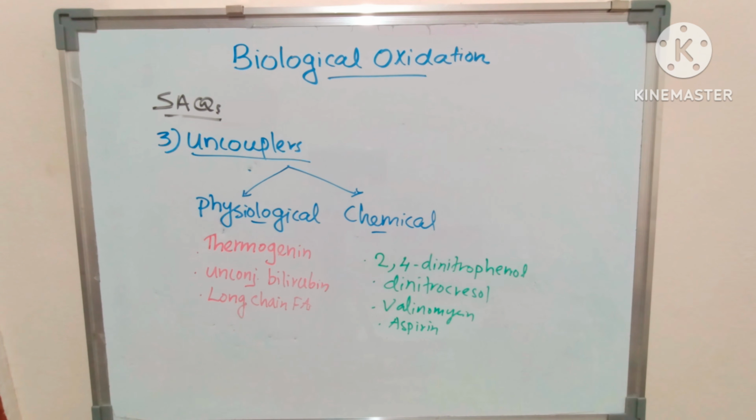Next question is uncouplers of oxidative phosphorylation. Two types are there: physiological uncouplers and chemical uncouplers. Physiological, for example, thermogenin, unconjugated bilirubin, long chain fatty acids, etc. Chemical, for example, 2,4-dinitrophenol, dinitrocresol, pentachlorophenol, valinomycin, aspirin, dicumarol, etc.